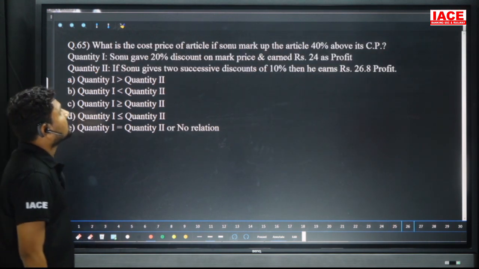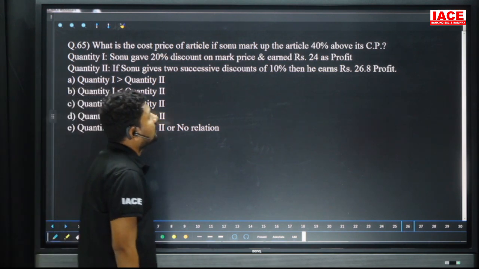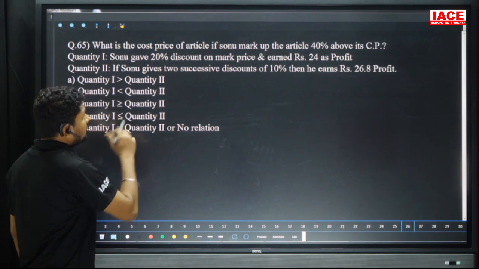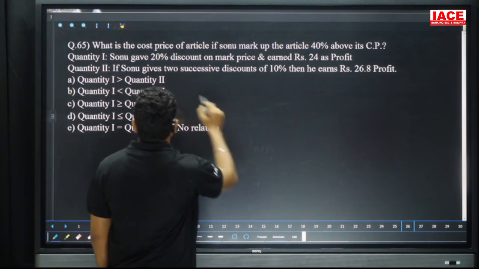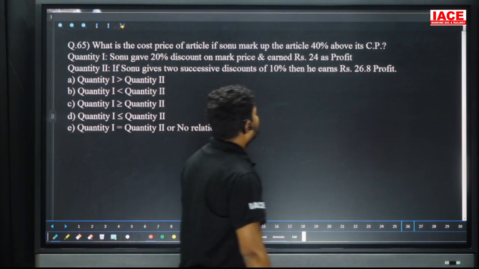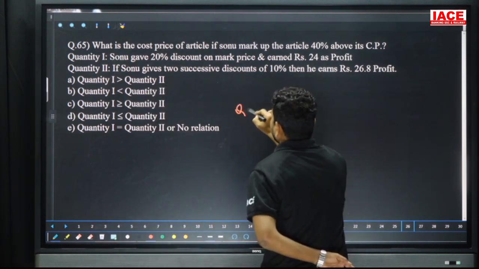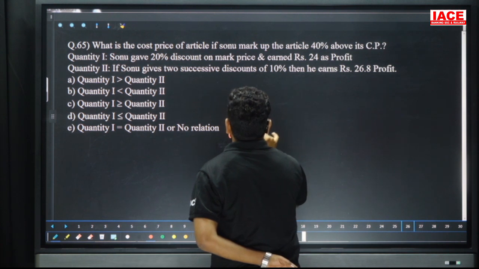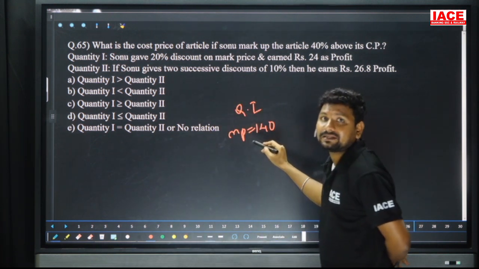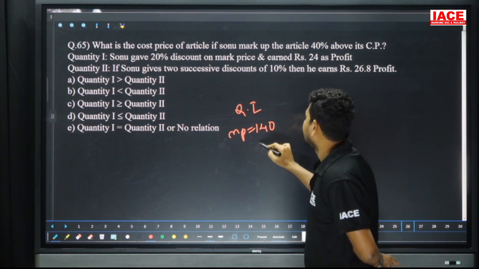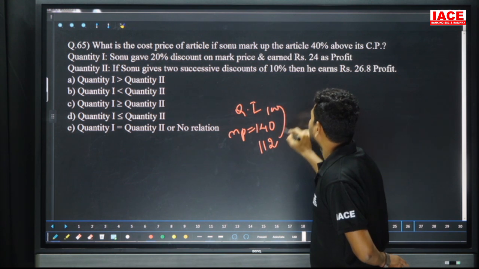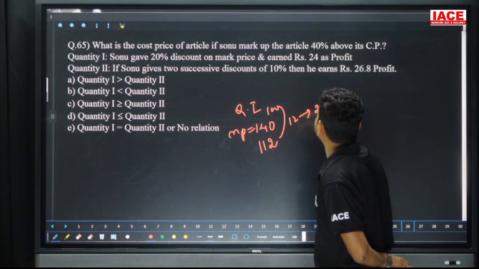Coming to the next, question 65. What is the cost price of the article if Sonu marks the article 40% above its CP and its market price is 140? Sonu gave 20% discount on the market price and earned 24 rupees as profit. Coming to quantity 1, the market price is 140 and giving a 20% discount means 28 rupees is discounted. The product is sold for what? 112. Then the cost price is 100, so here 12 rupees is profit.